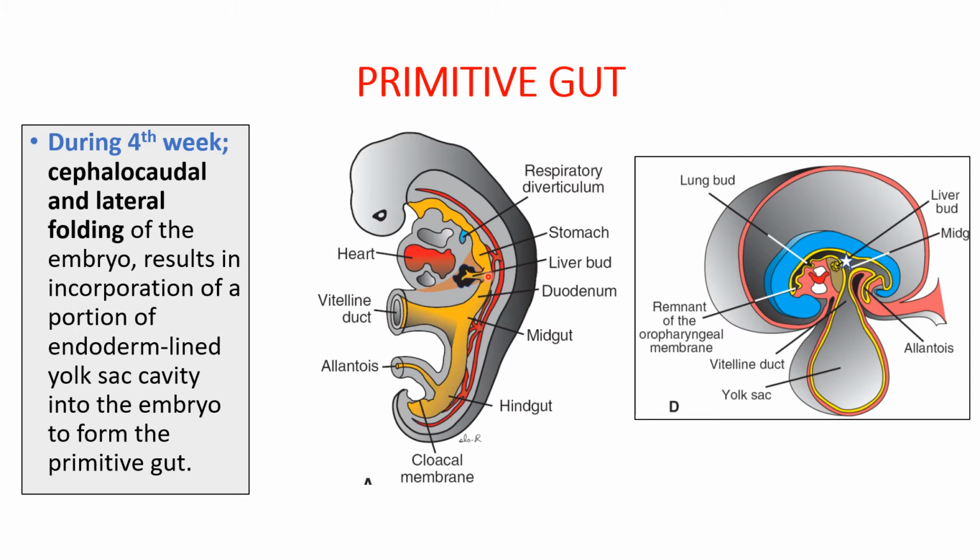So, what is primitive gut? Can you see in this first picture this yellow structure? This is representing the primitive gut. In the second picture, we can clearly see its formation. You all know about the two folding processes that take place, that is cephalocaudal and lateral folding. During the 4th week, because of these two foldings, a portion of the endoderm lined cavity of the yolk sac is incorporated into the embryo, and this forms the primitive gut.